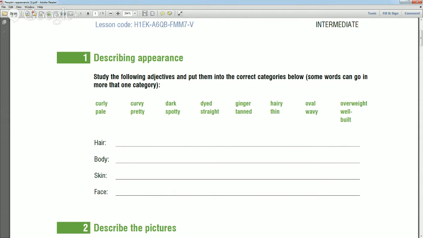All right, so we have these words here. We have curly, curvy, dark, dyed, ginger, hairy, oval, overweight, and pale. We have pretty, spotty, straight, tanned, thin, wavy, and well-built.